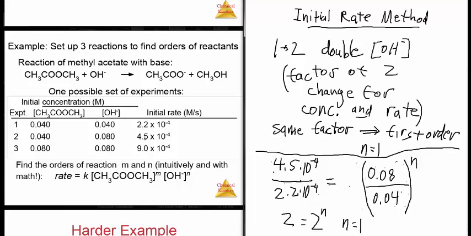So we have the same thing going on for the methyl acetate. Both the concentration and rate are changing by the same factor, a factor of 2. So this is a first order reactant. So m equals 1 as well as n. And if you wanted to know the total order, it would be the sum of all the orders. So if there were 3 reactants, we'd add all 3 of the orders together. Here there's only 2. So we could call this a second order reaction.